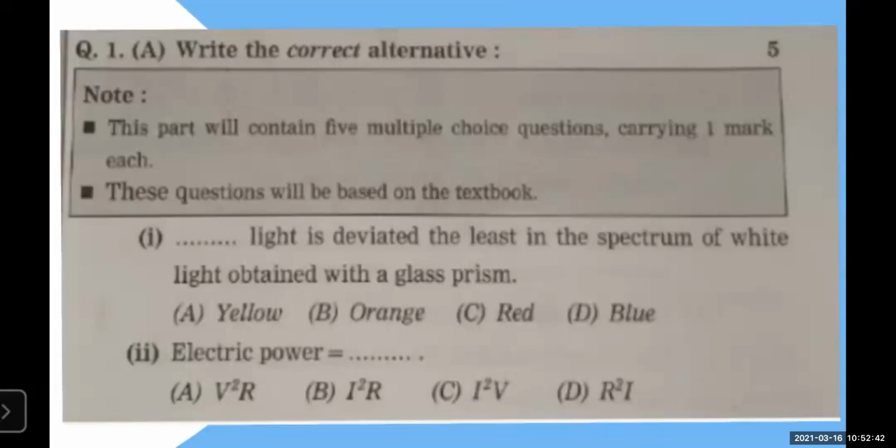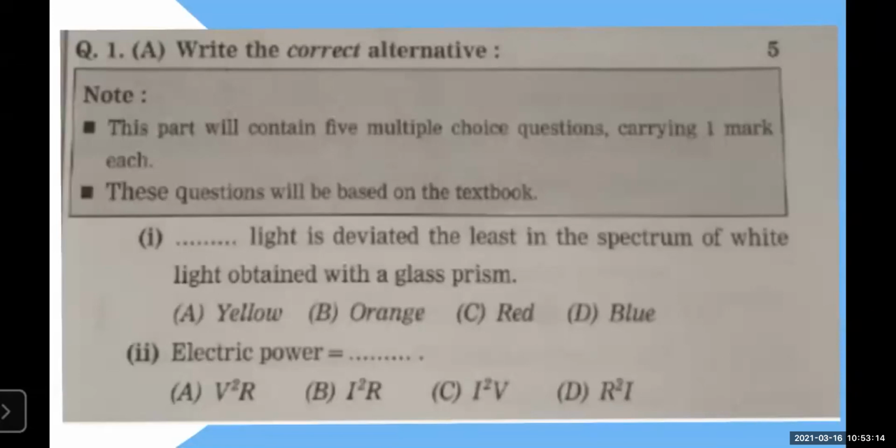This answer can come like that also. Dash light is deviated the maximum in the spectrum of white light obtained with a glass prism. For that, the answer will be violet. For the earlier question, the answer is red. The least deviated is red, and the maximum deviated is the violet color. Remember that. Whatever possible related questions are there, I will discuss those together.